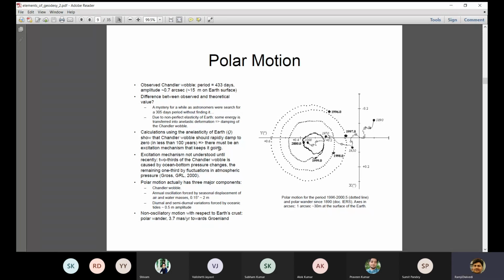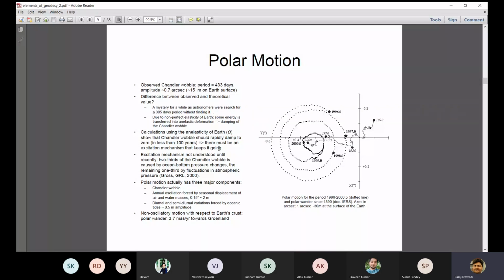The polar motion actually has three major components. One is the Chandler Wobble. Second is the annual oscillation forced by seasonal displacement of air and water masses, nearly about 2 meters. Third is the diurnal and semi-diurnal variation forced by oceanic tides, which is about 0.5 meters. So this is a very good figure representing it.